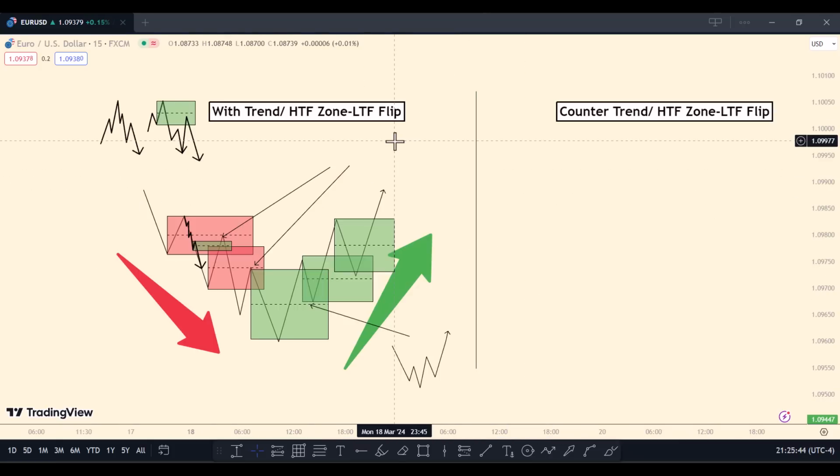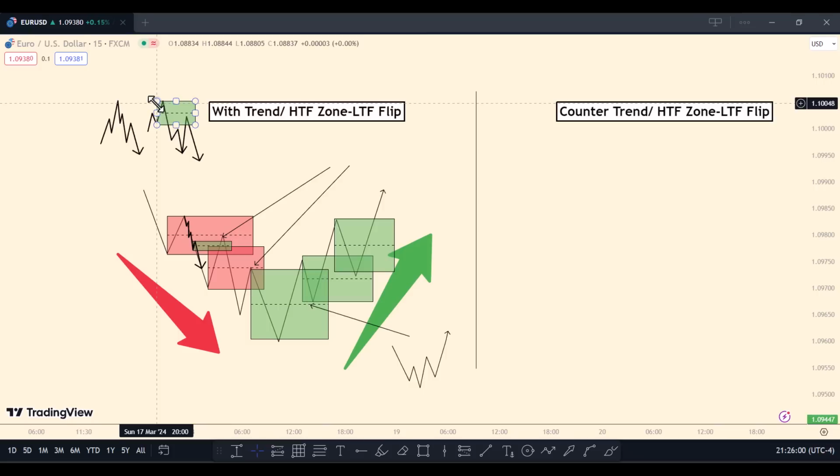Now for the stop loss, it is always above that lower time frame flip, that last high or that last low here or here. Always put it there.